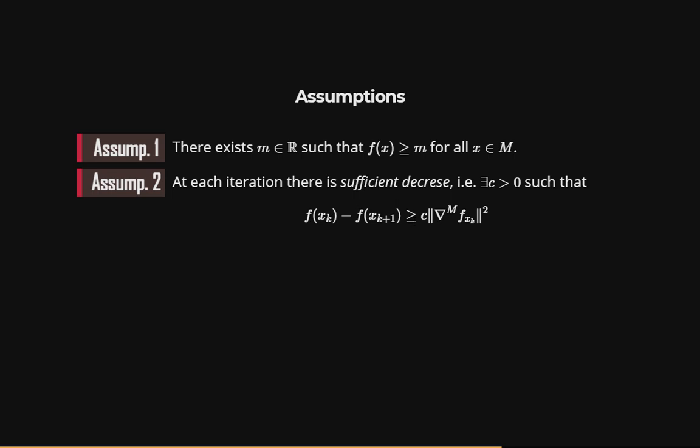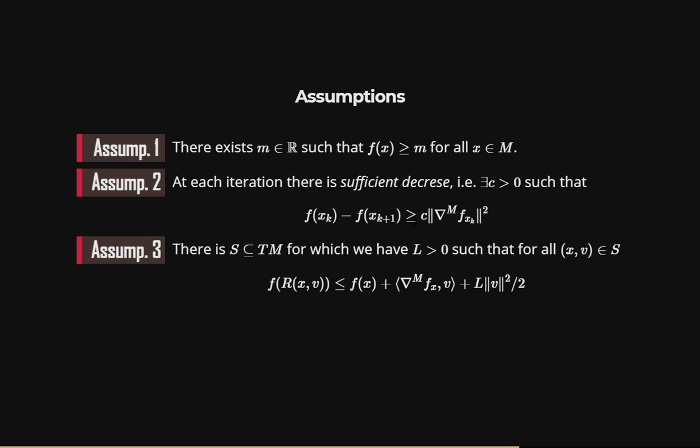Obviously, not in absolute terms. We cannot ask that every time we decrease the value by 1/10. It doesn't make any sense. We need a condition that depends on the behavior of the function. So that's why there is a square norm of the gradient. And then a rather technical condition. There is a subset of the tangent bundle, so a set of pairs of point and vector, for which there is a constant such that this estimate holds. What does it mean? Okay.